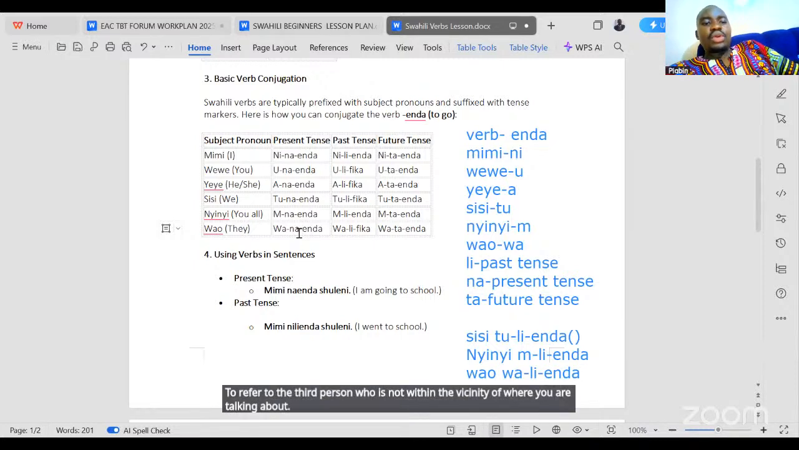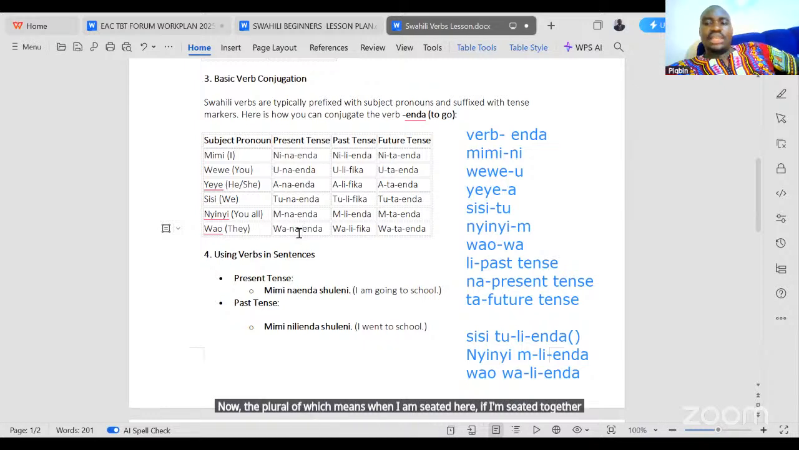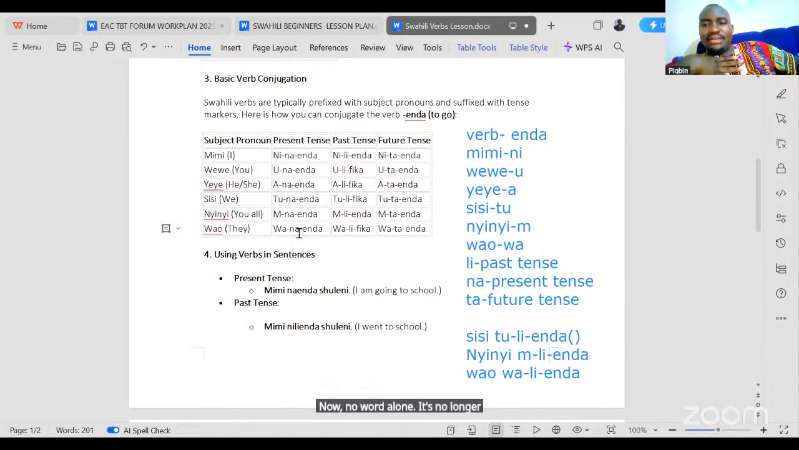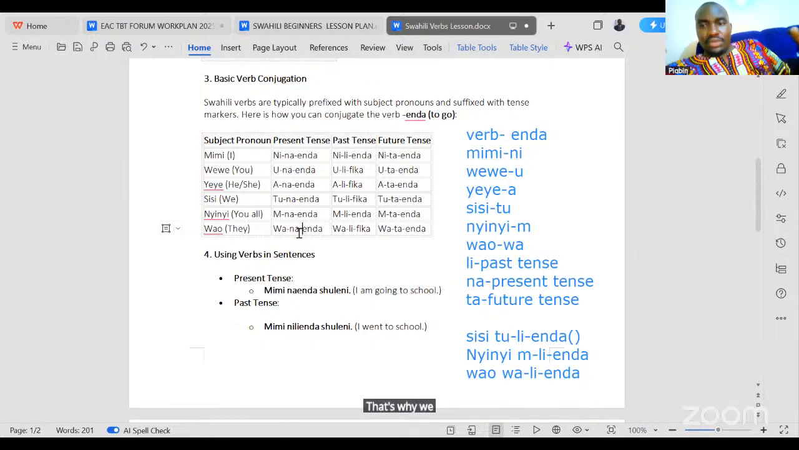Now the plural of me is sisi. If I am seated together with another person here, now I'm no longer alone. It's no longer I, it is we here. So it becomes sisi. So it's me, and my sister was on the other side. Now she's not on the other side. She's where I'm seated, clearly next to me. So we are two people. We are no longer one. That's why we call it we. We means that now I'm more than one person where I'm sitting.